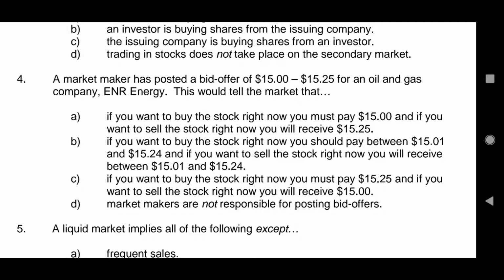C, if you want to buy the stock right now, you must pay $15.25. So that is correct, right? We just discussed that because that's how much the seller is selling it for. That's the offer price or the ask price. And if you want to sell the stock right now, you will receive $15. That is correct because you will get what the buyer is willing to buy it for, or the bid, which in this case was $15. So we found the correct answer is C.